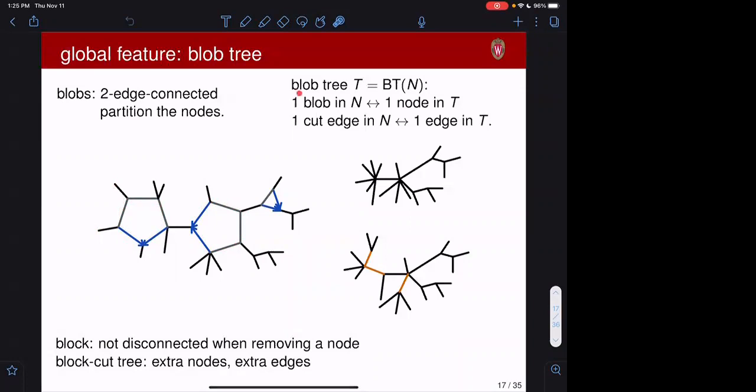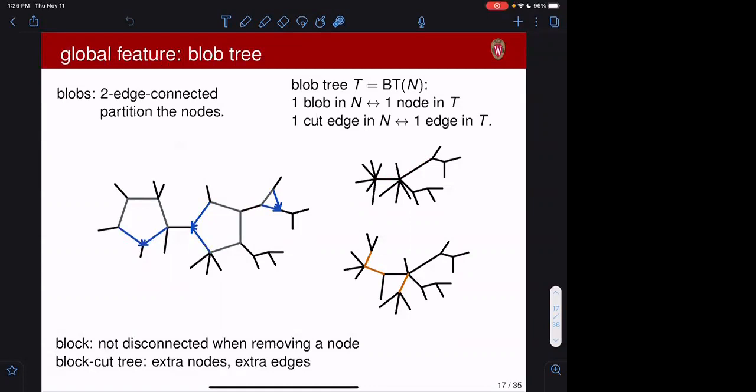And then we can construct a blob tree that has one node for each of the blobs in the network. So this node would correspond to this blob. And then we connect the blobs that are connected originally by some edge in the network. And we get a tree doing so. And what's nice about this is that every edge in the blob tree corresponds exactly to a cut edge in the network. So a cut edge is an edge such that when I cut it, I disconnect the network.